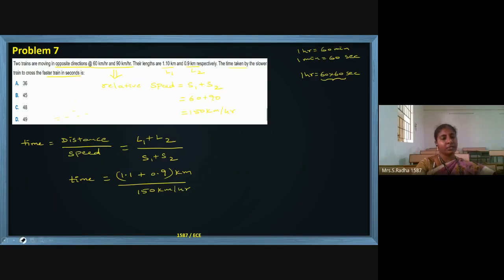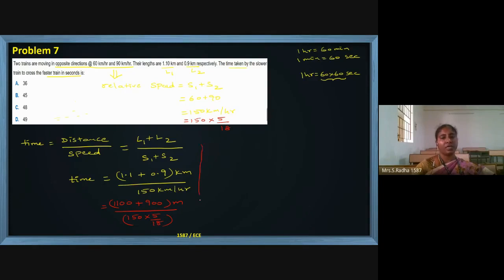So what I will do is convert the speed into meters per second here itself. I have to multiply with 5 by 18. And in the numerator, I will take it in meters. 1.1 means 1100 meters, 0.9 means 900 meters. The numerator is completely in meters. And in the denominator, I am changing kilometers per hour to meters per second, so I am multiplying with 5 by 18.